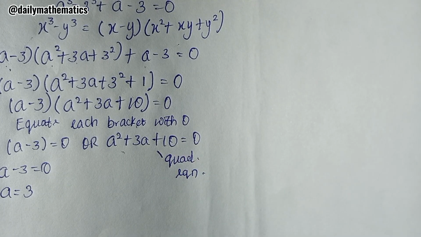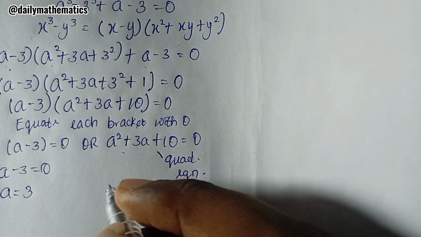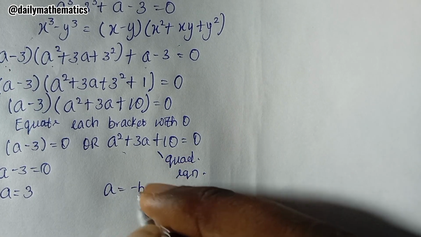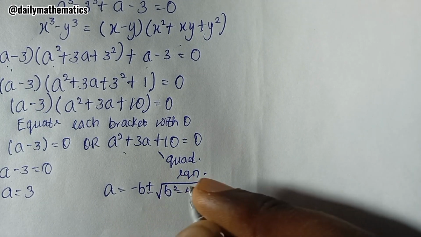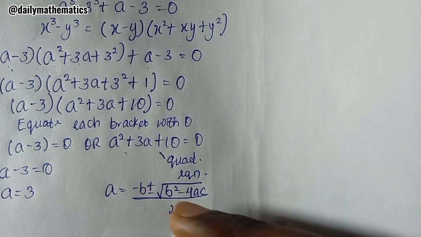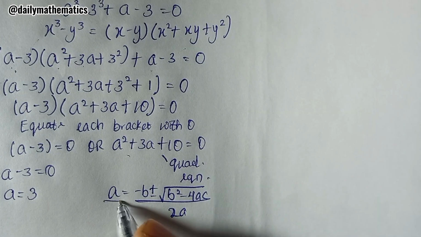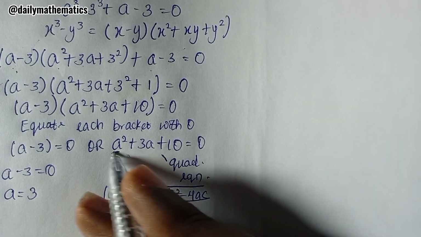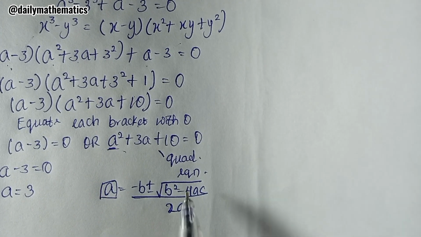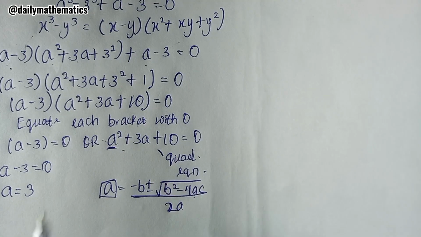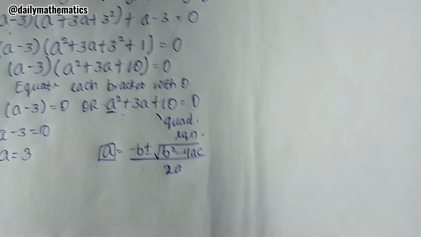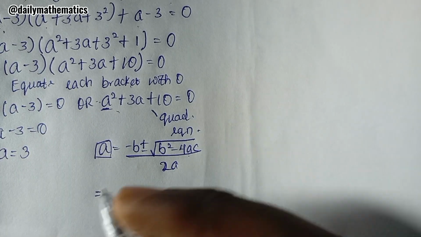And so what do we do in a quadratic equation? We use our quadratic equation formula. So from here, that is going to be a equals minus b plus or minus square root b squared minus 4ac over 2a. And remember that this a we are writing here is the coefficient of a squared. We want to find the value of a here, right? Okay? So from here, we have equals minus b.